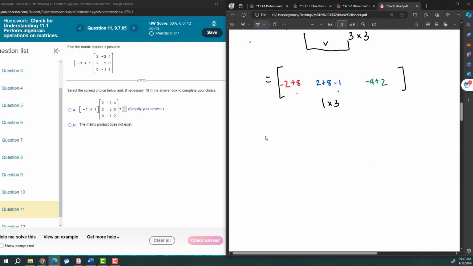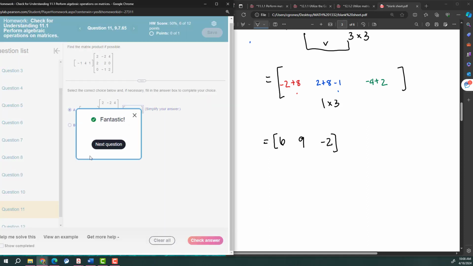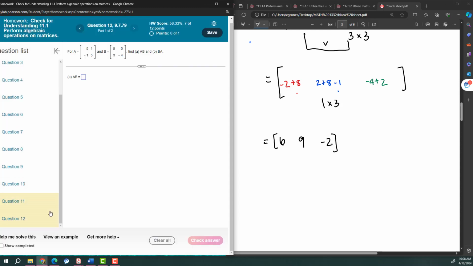So our answer, -2 and +8 is going to be +6. 2 plus 8 is 10 minus 1 is 9. And then -4 plus 2 is -2. Awesome. And that's going to be the last one for this section.